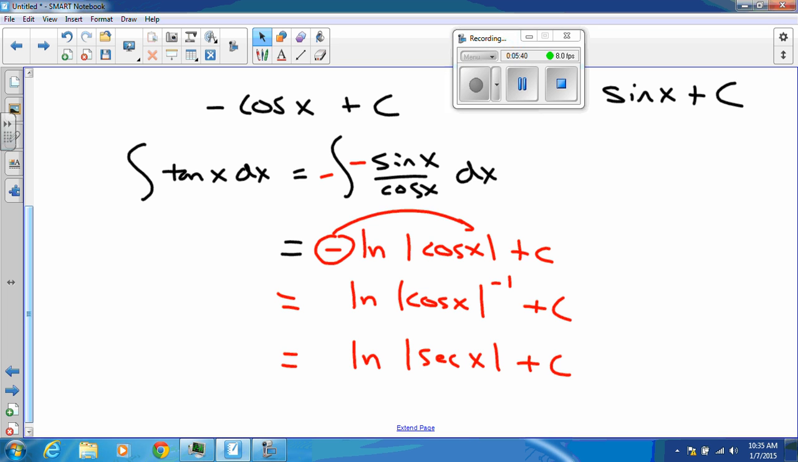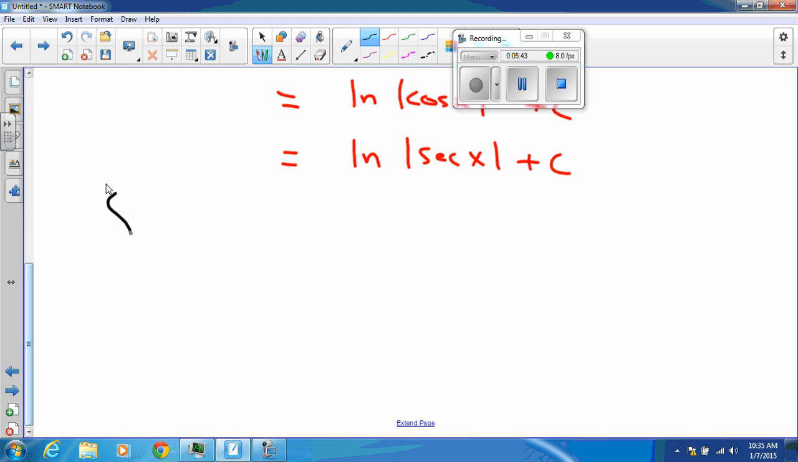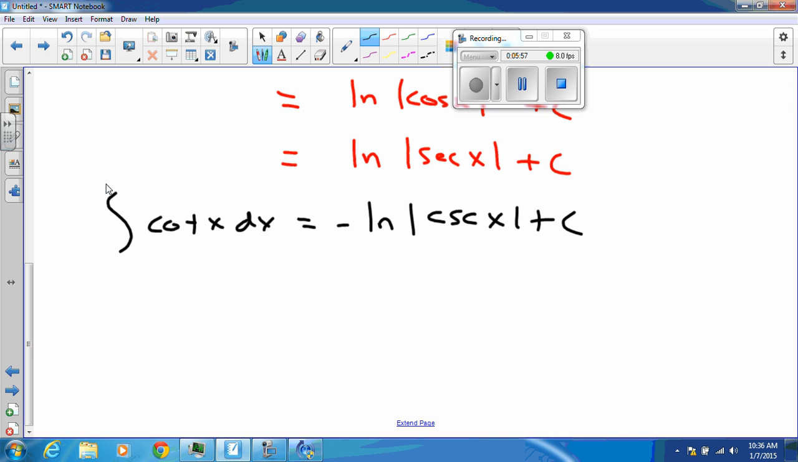With that in mind, what I'd like for all of you to do is, in about 30 or 45 seconds, show that the integral of cotangent x is negative natural log of cosecant x plus c. Go. What slightly clever trick shows up halfway through?